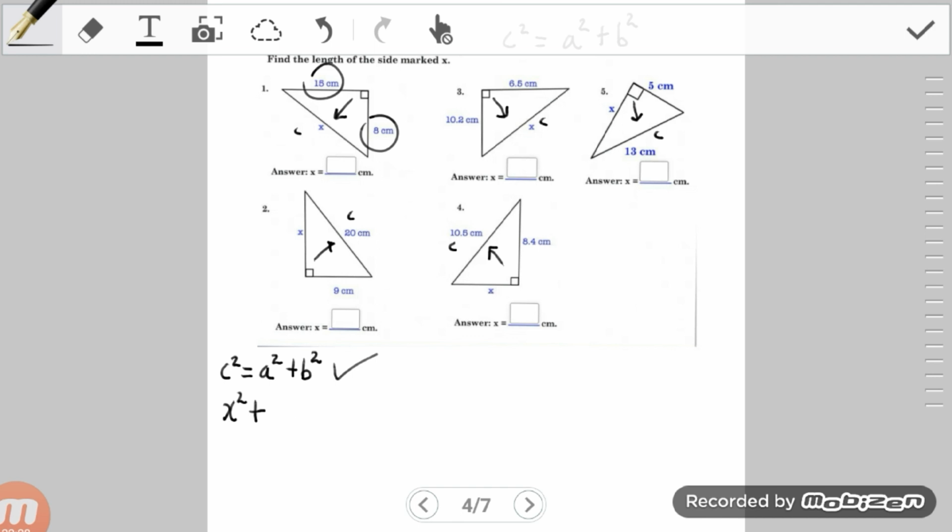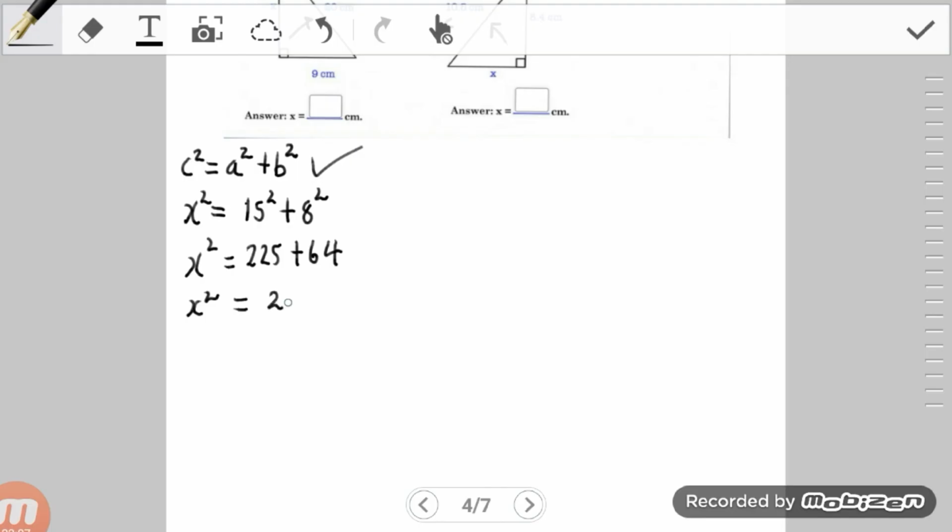So in this case here, example question number 1, C squared will become X squared. A and B are going to be 15 and 8. Pardon me, that's not supposed to be a plus. That's supposed to be an equal sign. So that's going to be 15 squared plus 8 squared. So X squared, ensure that you have your calculator at hand working with me. Don't just be watching the video. Work with me and calculate as we go along. 225 plus 64, and if we calculate, we will find that the result here works out to be 289.